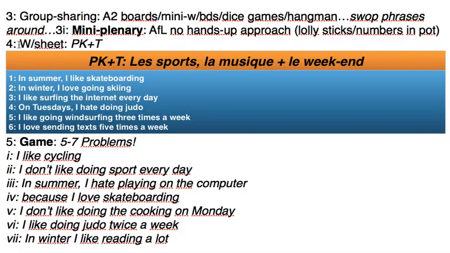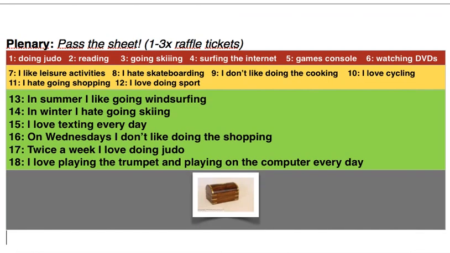Then a group activity, I should have put a really group activity here, of a worksheet, PK plus T. There's a fantastic phrase, prior knowledge plus today's knowledge, if you like. So that's what that is. So prior knowledge, les sports, la musique et le week-end. So working out these 6 phrases here as a group, and then feeding back. Looking at the 5th stage of it, maybe that's a little bit too close to the 4th activity in terms of being similar to it. So maybe a bit of a review there, but that's my game 5 to 7 problems.